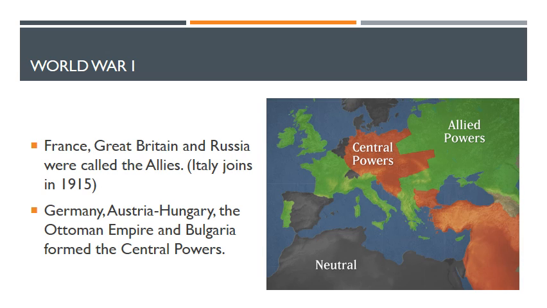Now, we need to take a look at those involved, because once the fighting starts, we see a shift in the names. The French, the British, and the Russians were called the Allies. Germany, Austria-Hungary, the Ottoman Empire, and Bulgaria were known as the Central Powers. And the Central Powers gets its name from the fact that Germany was located in the central part of Europe.